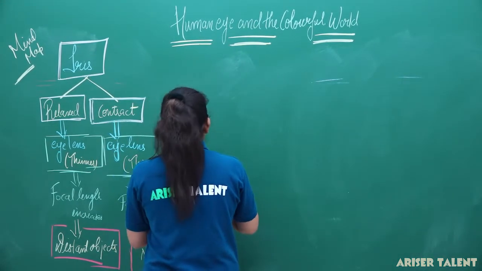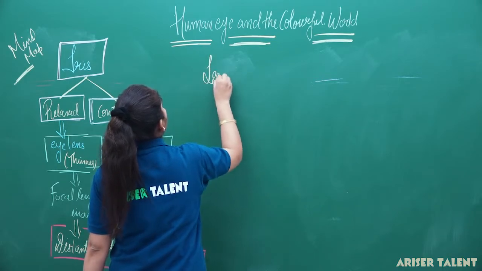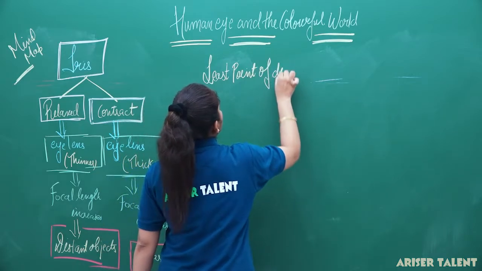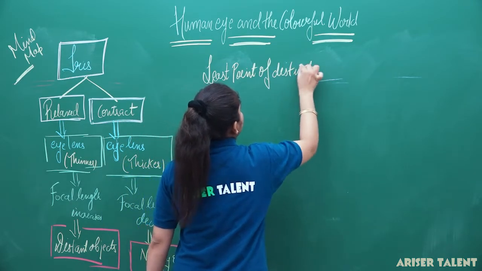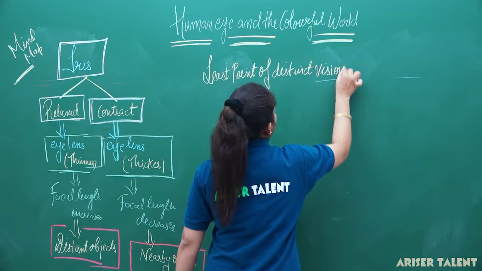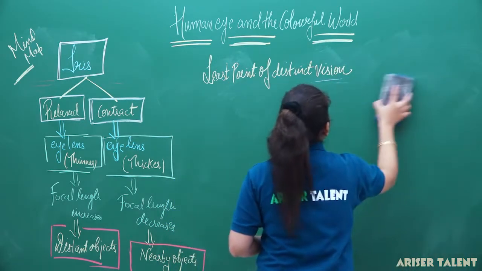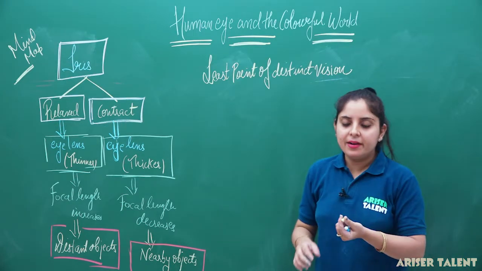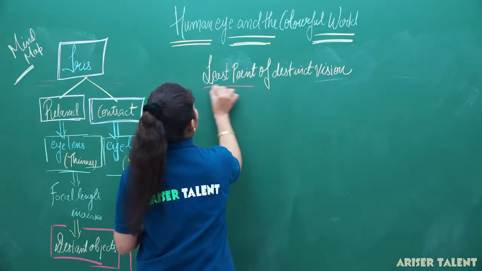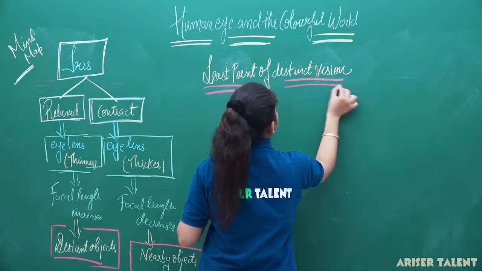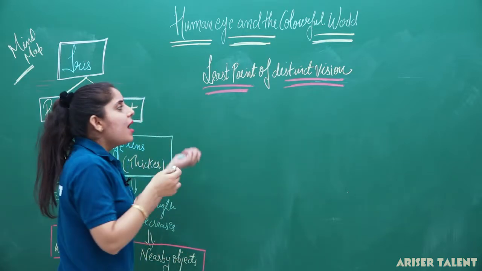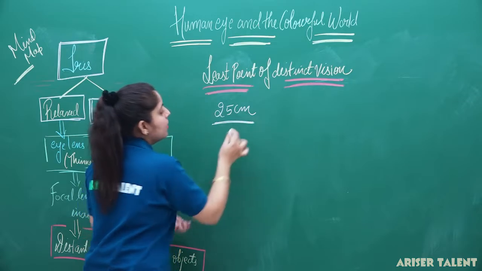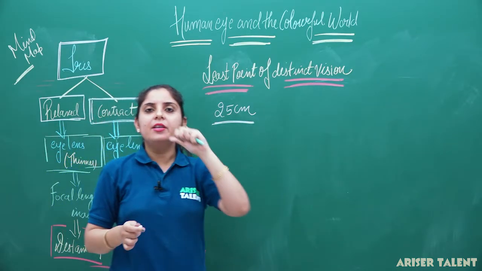Now, we have 2 points here. The first point is the least distance, or we can say the least point of distinct vision. What will be the least point of distinct vision? It is the point up to which our eye is able to see very clearly. So our eye is able to see completely up to only 25 centimeters. The nearby objects we see clearly only at 25 centimeters.